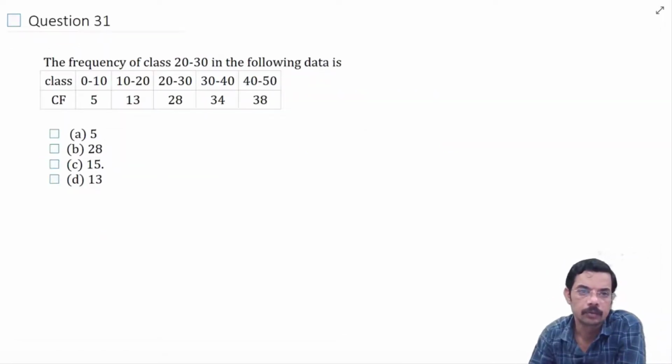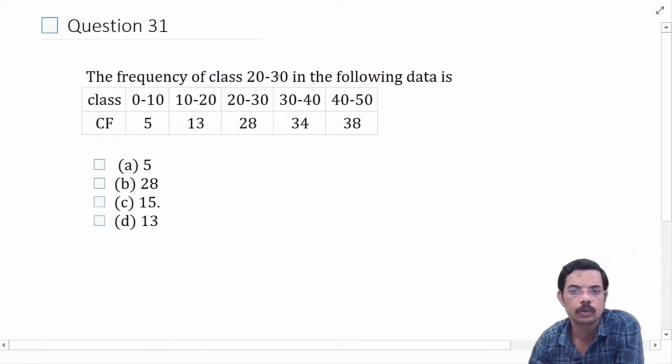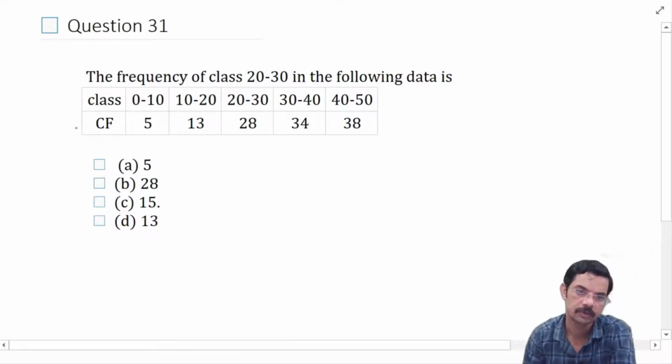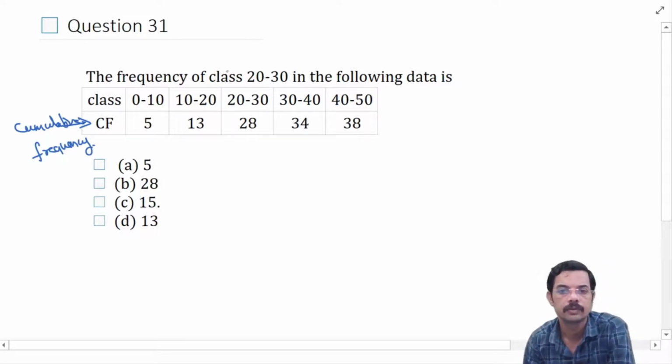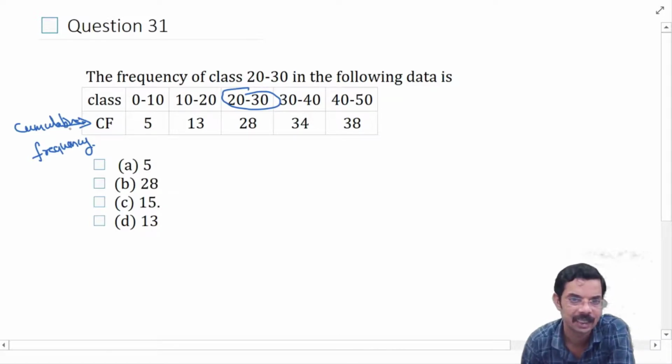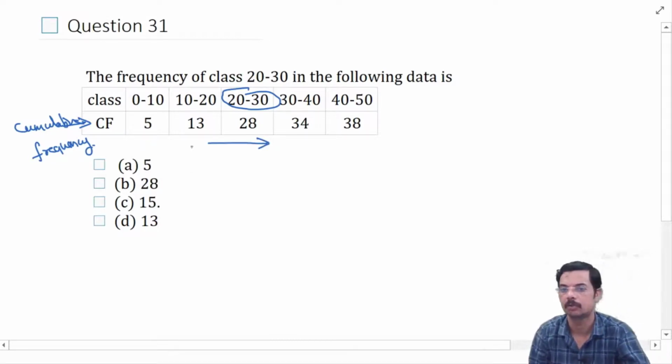Question number 31. The frequency of the class 20 to 30 in the following data is what? Here what we have is the cumulative frequency. We need to find the frequency of the class 20 to 30. Cumulative frequency, when given and not mentioned otherwise, will be less than type cumulative frequency. We can see that this is 5, 13, 28, 34 and 38. It is increasing in order, right?